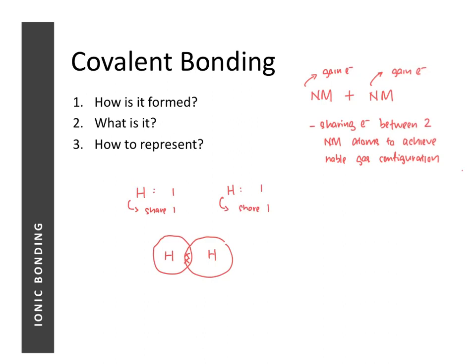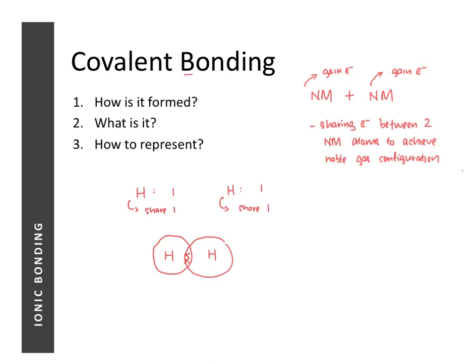By sharing their one electrons, you can see and recall that after sharing, the electrons belong to both atoms. So by sharing, both hydrogen atoms will now have two electrons, and when they have two electrons, they have a fully filled valence shell and they are stable. That will bring us to what is a covalent bond.